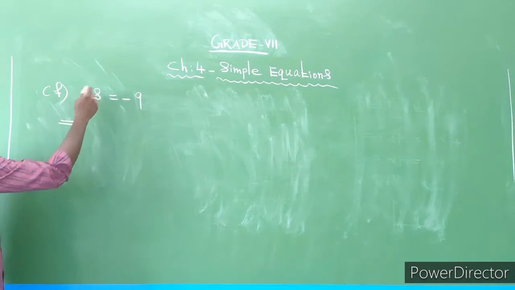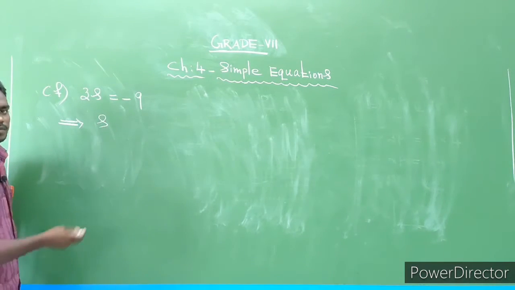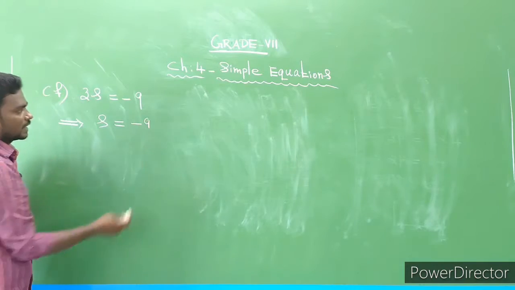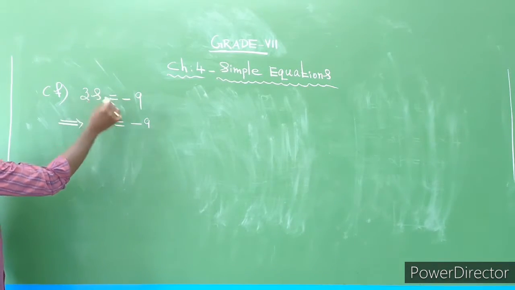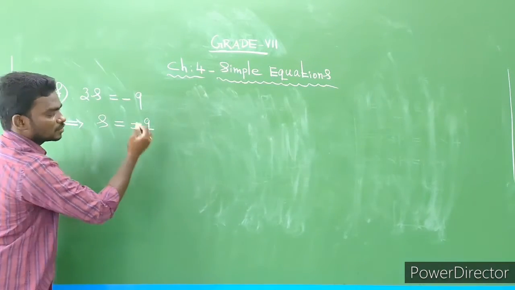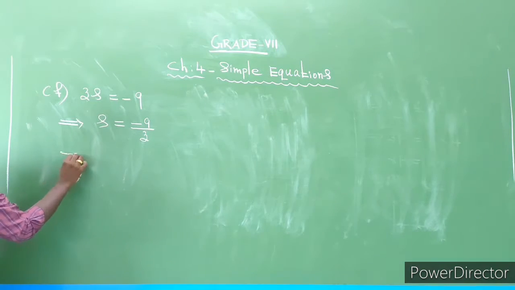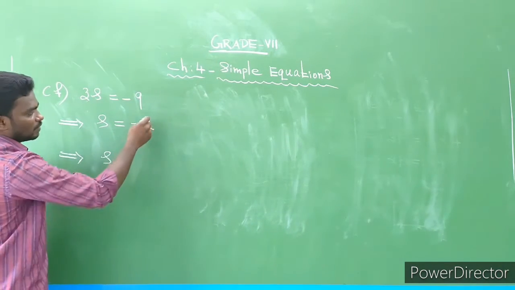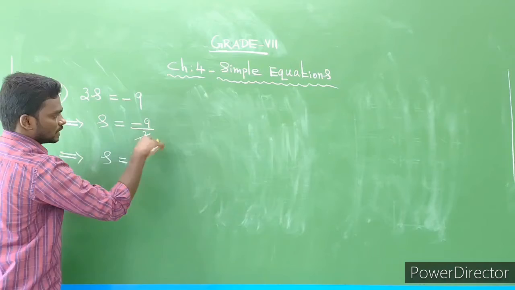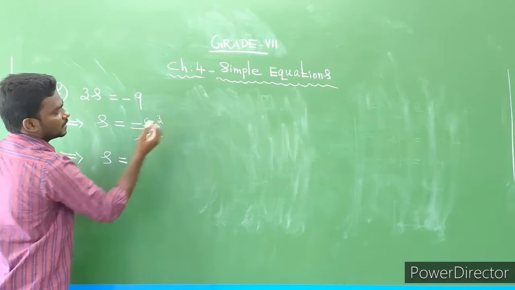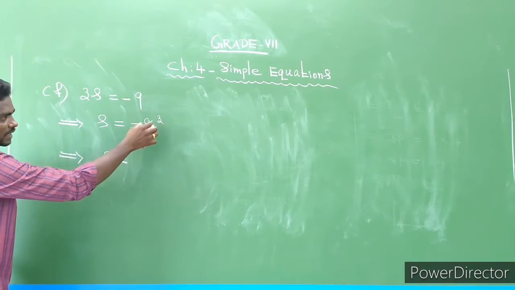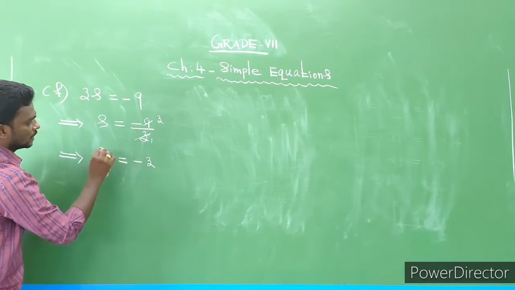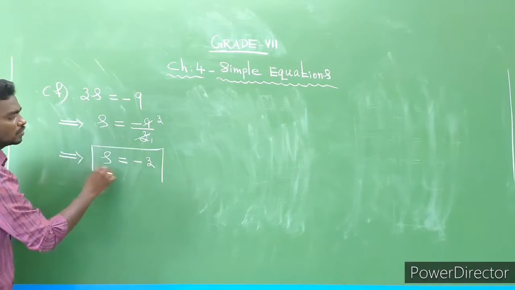We keep the value s on the left side, which is equal to the value minus 9 on the right side. So this 3 transposes to what? Division to the right side. So the value of s is equal to minus 9 divided by 3. 1 threes are 3, 3 threes are 9. So minus 9 divided by 3 is minus 3. So the value of s is equal to minus 3.